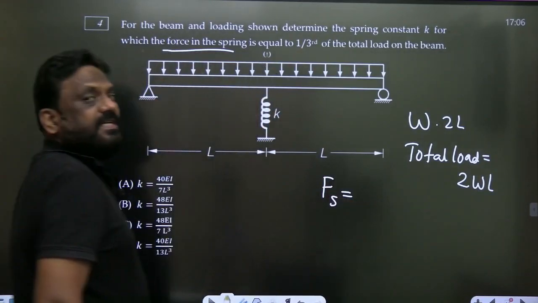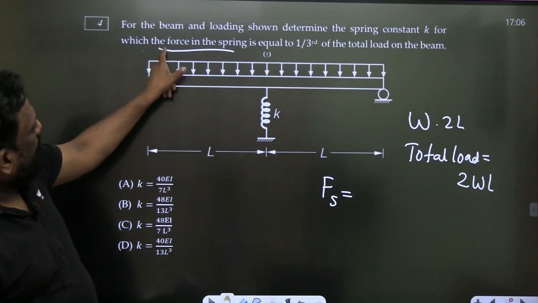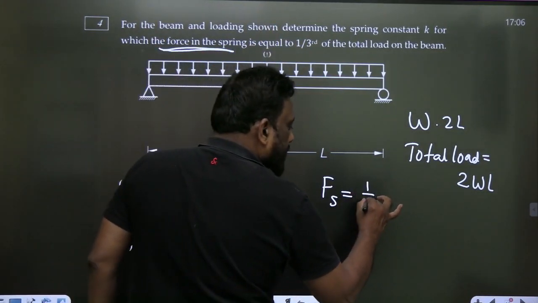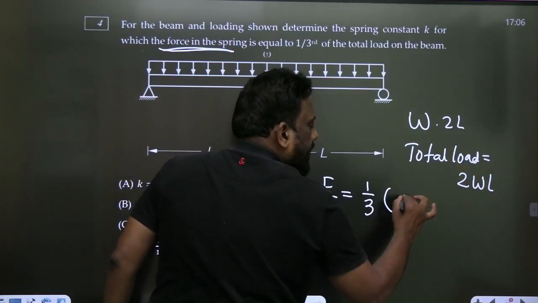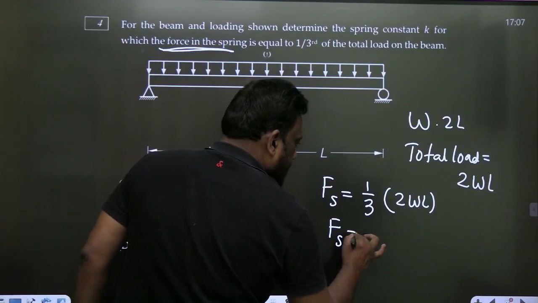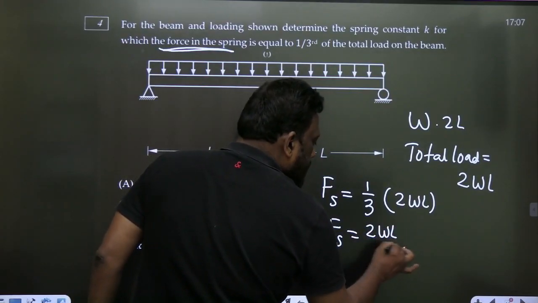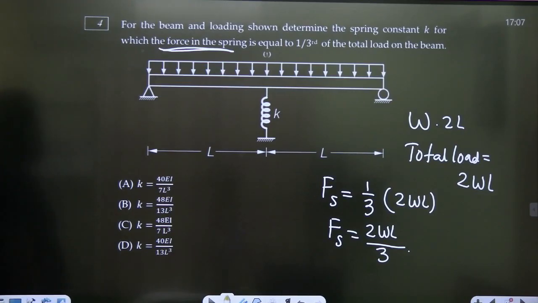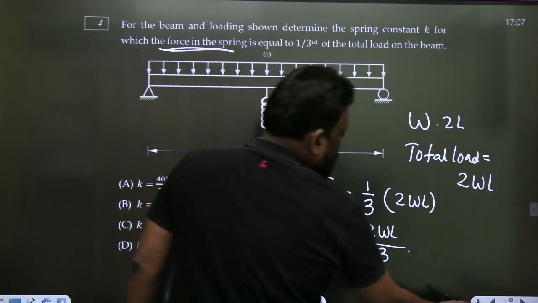Then what is the spring force, sir? The spring force is given by, he has given, the force in the spring is 1/3 of the total load. 1/3 of the total load is 2WL. So the spring force is given by 2WL by 3. ठीक है सर. अब इसको सॉल्व करते हैं सर हम. Now let's try to solve this question.